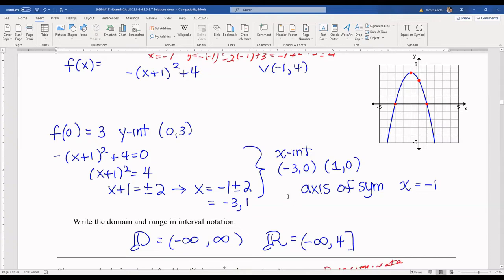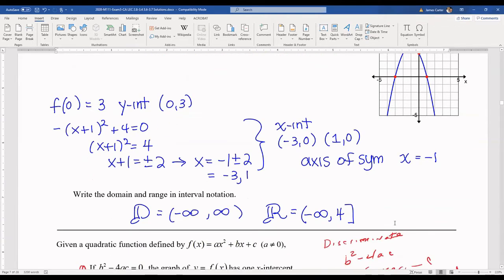Now, one more thing, it asks us to write the domain and the range. Well, the domain, because these go outward forever, is negative infinity to infinity. The range, you always start from low to high. So you start at negative infinity and you go up to a high point of y equals 4, which also could be called a maximum.